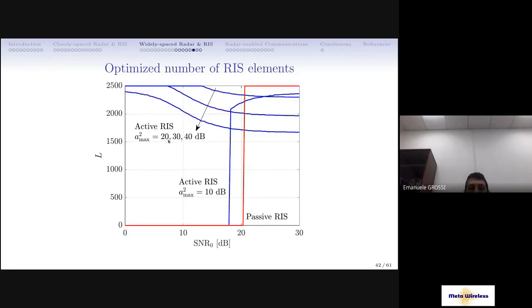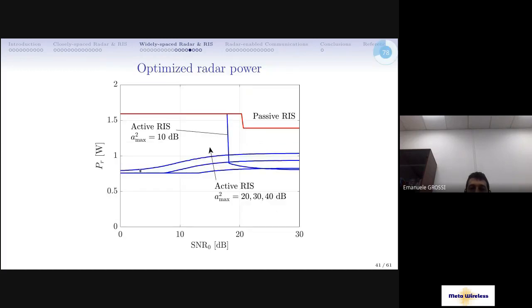Indeed, in this last figure, where we report the optimized number of RIS elements, it is seen that when the passive RIS is used after 20 dBs, all the antenna elements of the RIS should be activated. And again, the active RIS case with amplification factor equal to 10 dBs behaves very similar to the passive RIS. And as was observed in the previous figure, in the active RIS case for maximum amplification factor greater than 20 dBs, the number of activated RIS elements slightly decreases as the SNR increases. So that's why here you have additional power devoted to the radar as the SNR increases.